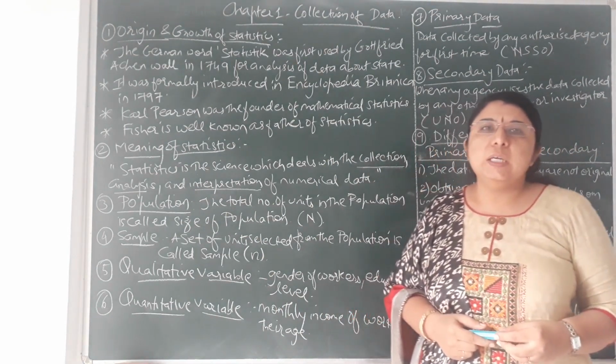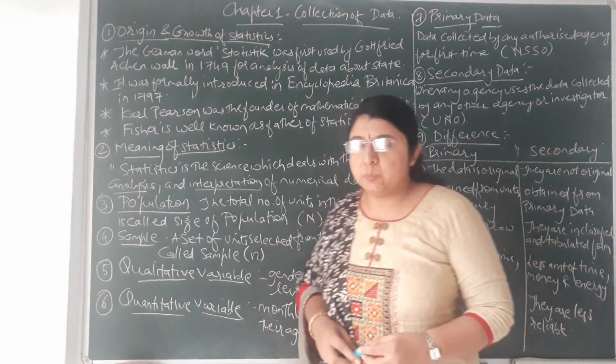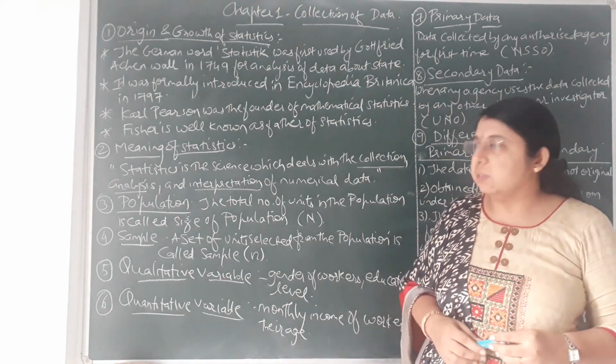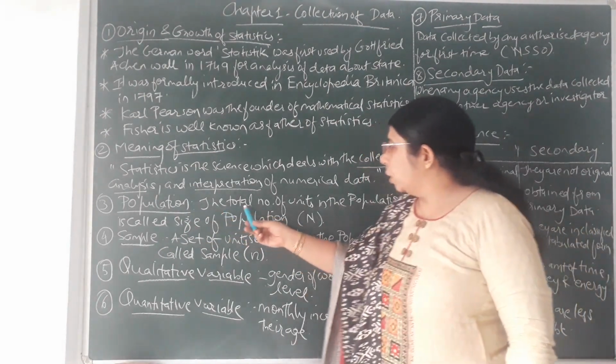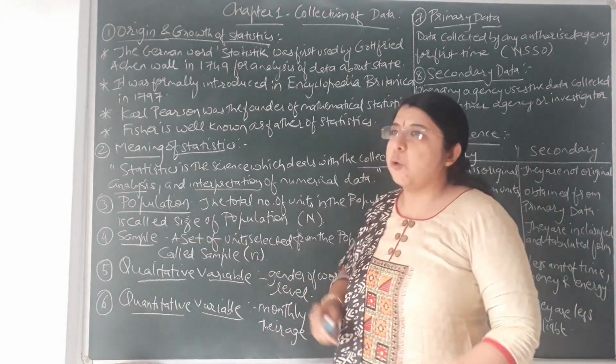Okay, now the few terminologies of statistics that we need to study, because later on in the further chapters also you will be coming in touch with these terms. The first one is population, and the next one is sample. Now what is population and what is sample? Population means the total number of units, and the total number of units in the population is called the size of the population.